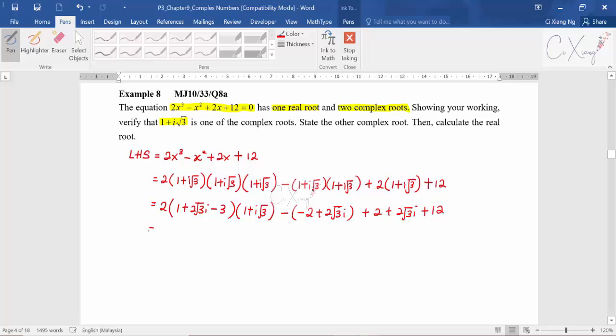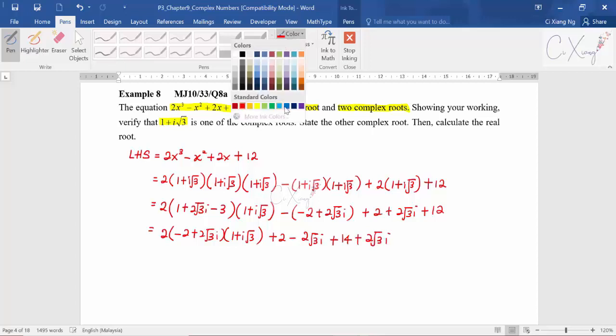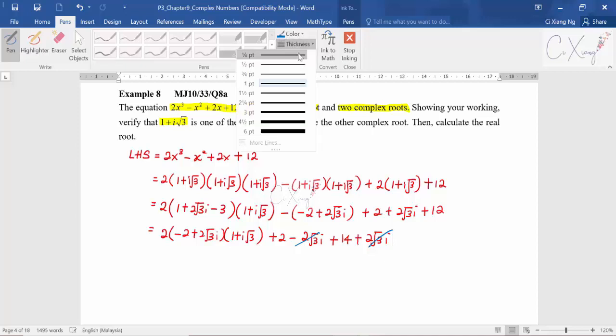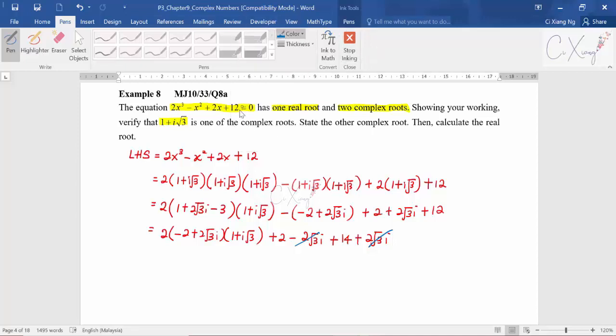Okay, then if I continue further, I need to simplify this also, expand this also. So I rewrite it again. Okay, so I'm having plus 14 plus 2 square root 3i. So from here, generally you can already see that this and this can be cancelled off. Alright, now continue further to expand it.